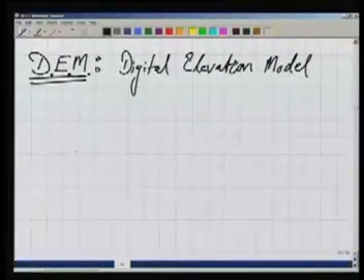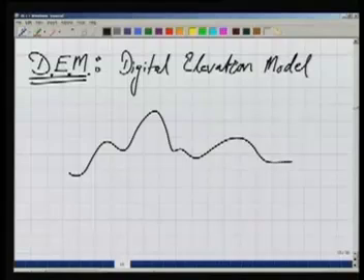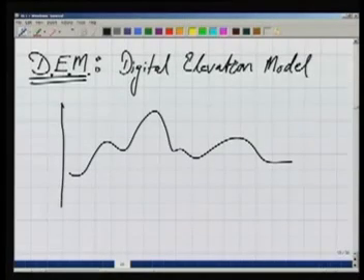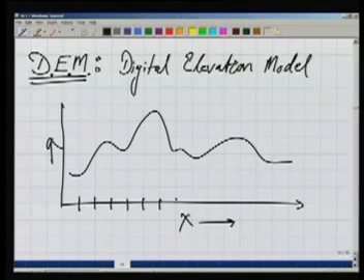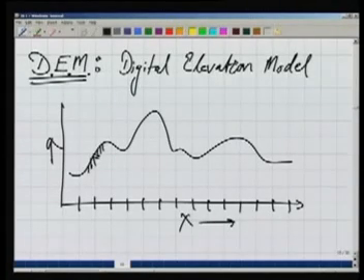Now, what is the method? We would like to see it first by one example. Let us say this is our ground. I am doing this example only in one dimension. One dimension means this is the height and over here is, let's say, the x-axis. What we do, we divide this x-axis into certain intervals. Now for each interval, we can think that this is the ground here, this is the ground.